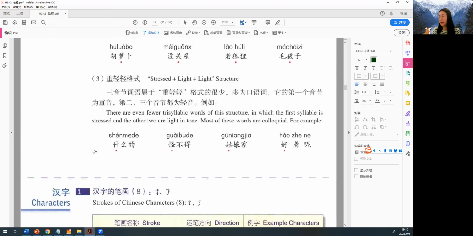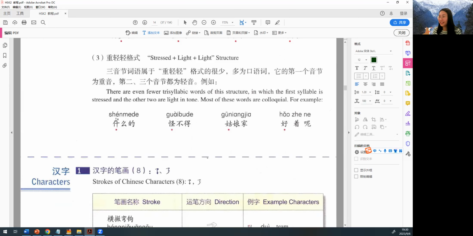All right, the first part. Here, 什么的. The second, 怪不得. Okay, the first meaning is what's that? And the second meaning is no wonder. Okay, the first one, 姑娘家, that girl. And the fourth one, 好着呢, I'm good.